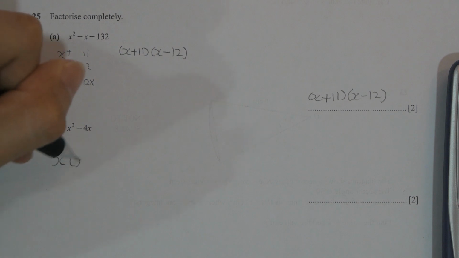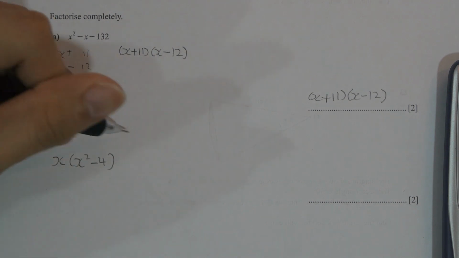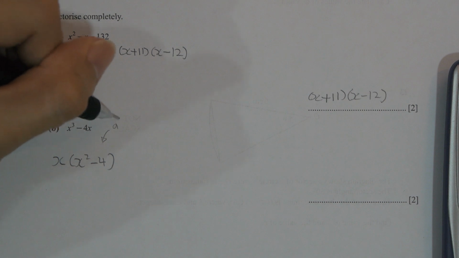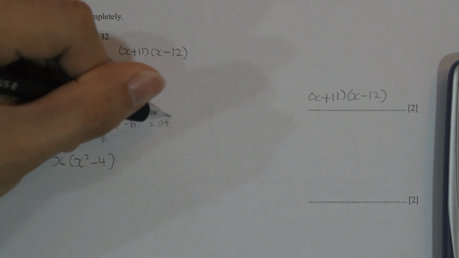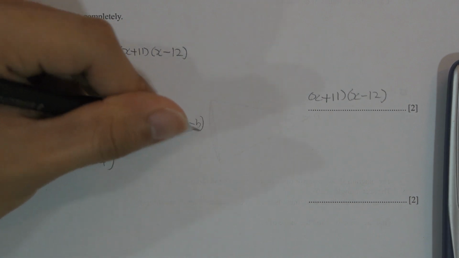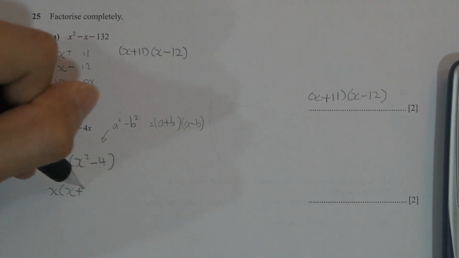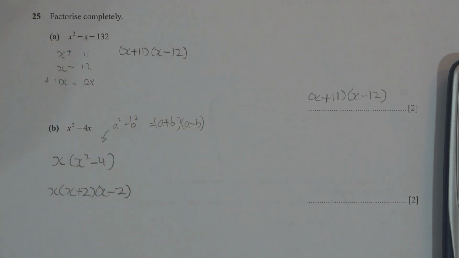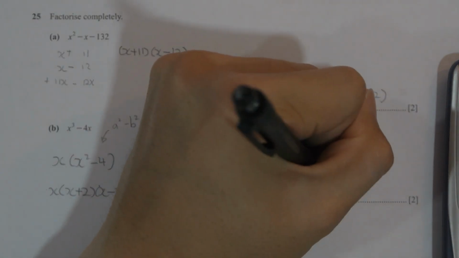Okay. So after you take out the x from x cubed minus 4x, you actually need to remember to use the formula a squared minus b squared equals a plus b, a minus b, to get the final answer.